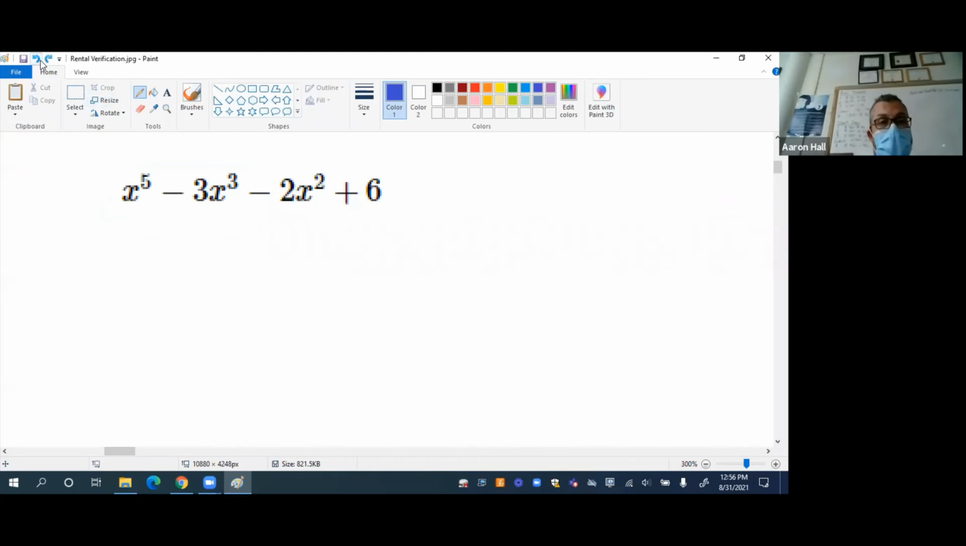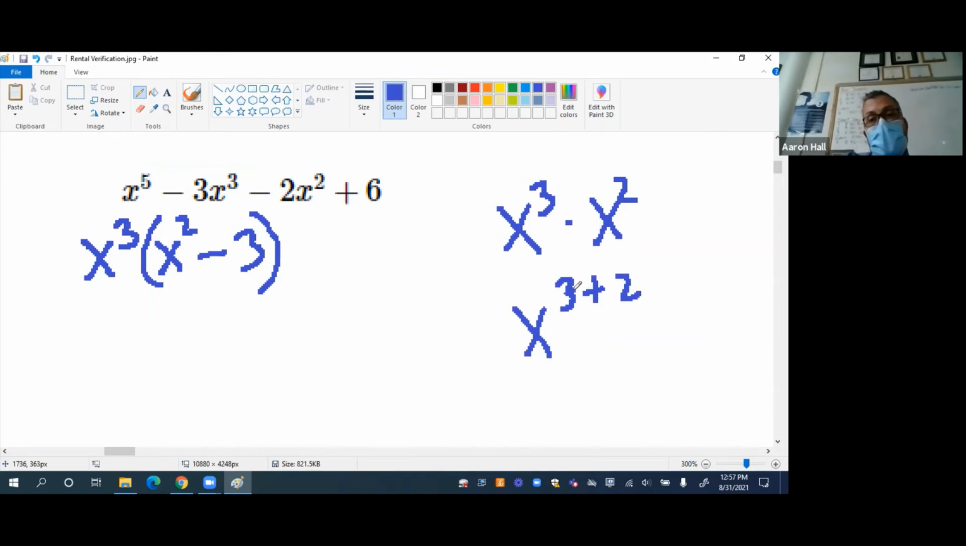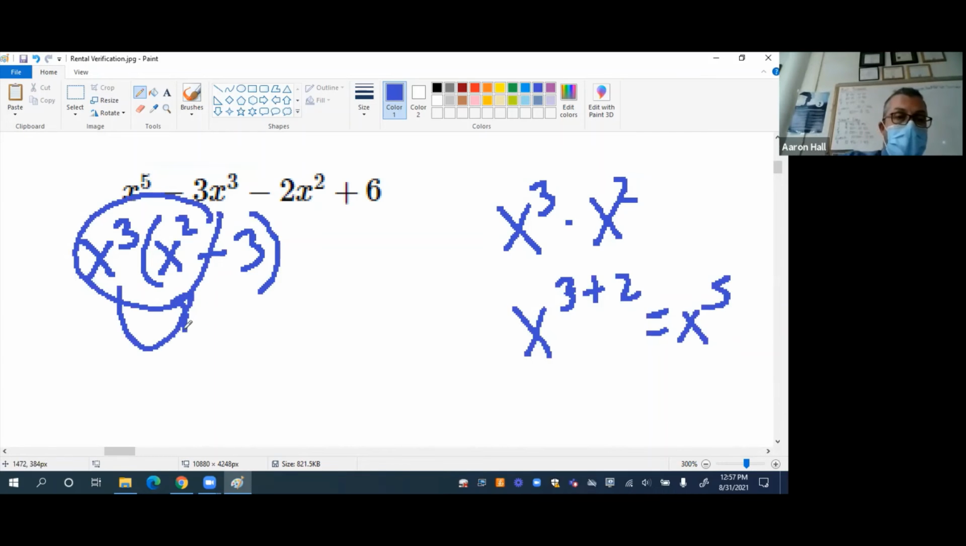Can we factor anything out of the first two terms? X cubed. What's left over after I factor out x cubed? X squared minus 3. What's the rule when I have x cubed times x squared? You add the exponents. That would give us x to the power of 5. That's why this works when we distribute.